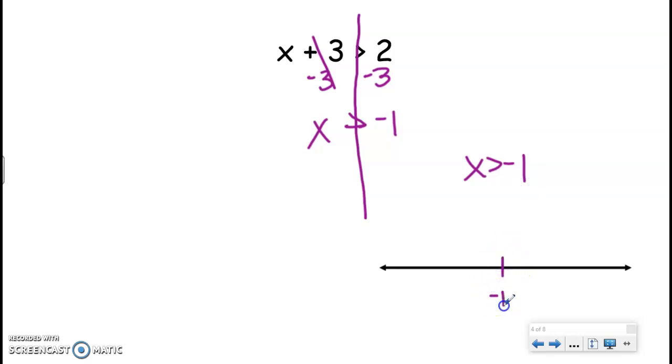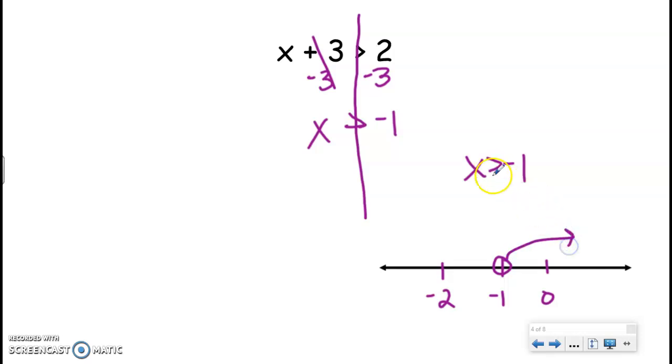Now on your sheet, you're going to have a bunch of number lines provided for you. You need to make sure you label them correctly. So negative numbers get bigger as you go to the left. Positive numbers get bigger as you go to the right. So make sure you do that correctly on there. Because this is not equal to, we're going to do an open dot. And then the numbers that are bigger than negative 1 are going to be to the right.